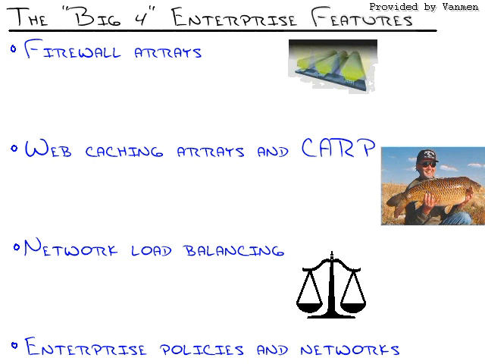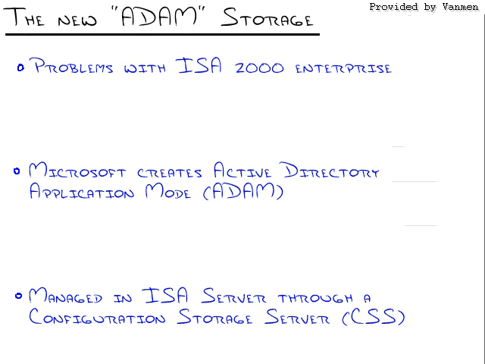Enterprise networks allow you to define a network entity that applies to the whole enterprise, and I'll talk more about that later. Now, one of the huge improvements that ISAServer 2004 Enterprise Edition touts over 2000 is the addition of the new ADAM storage. And it was ISAServer 2004 that introduced me to this ADAM concept that Microsoft has been secret ninja-like developing behind the scenes.